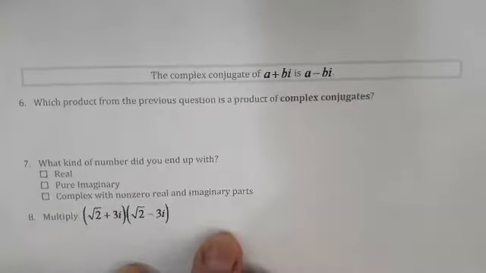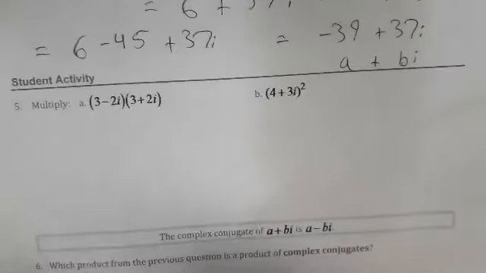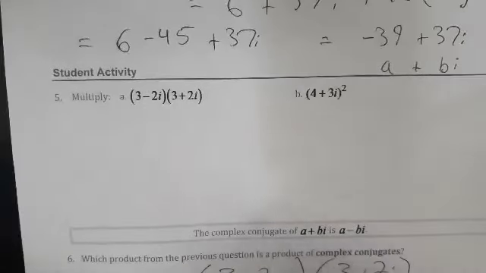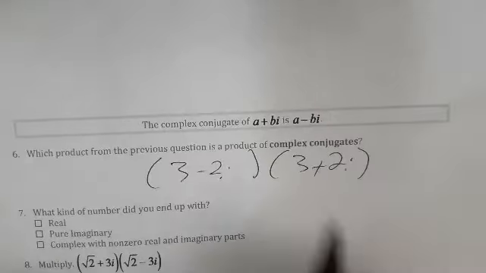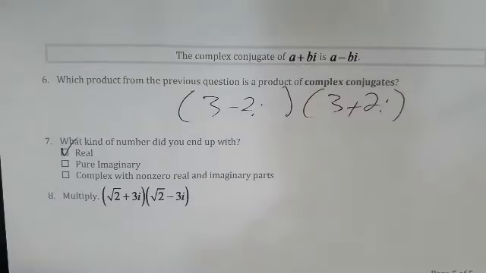What product from the previous question is a product of complex conjugates? It's right there. 3 minus 2i, 3 plus 2i is what you're talking about. And so how do conjugates differ? They differ by one sign. Typically, we swap the middle sign. One is plus, one is minus. What kind of number did we end up with? We ended up with the number 13. It was a real number. It didn't have any imaginary parts, so it definitely wasn't pure imaginary. It was just a pure real number.